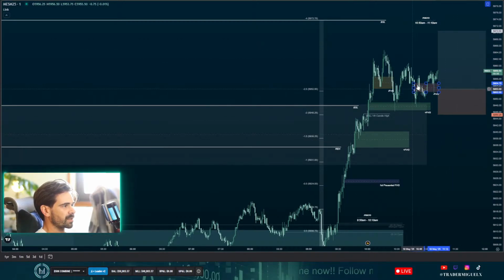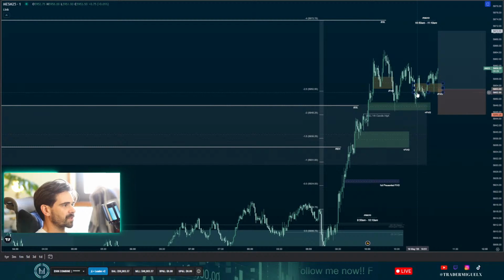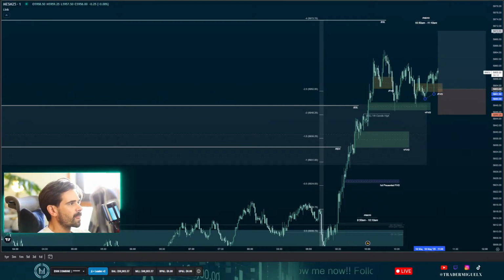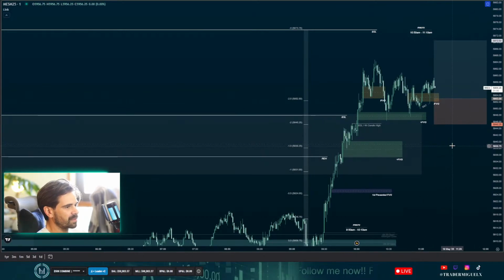So far it seems like price did in fact invert the bearish fair value gap here. This one, it took some time. Yeah, there's an SMT here in between ES and NQ. But honestly, I don't think that's enough for us to continue. I really would like to see something lower first.